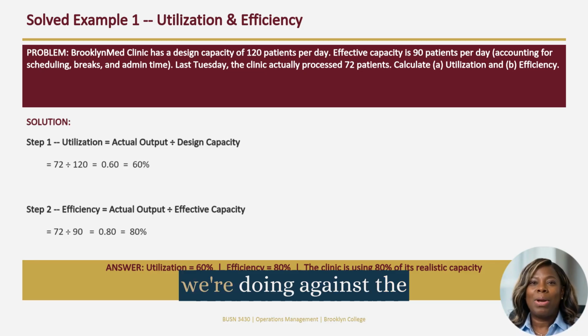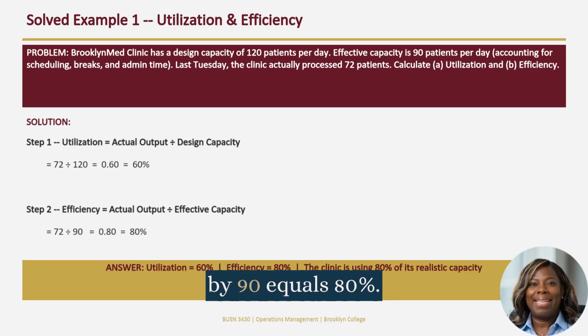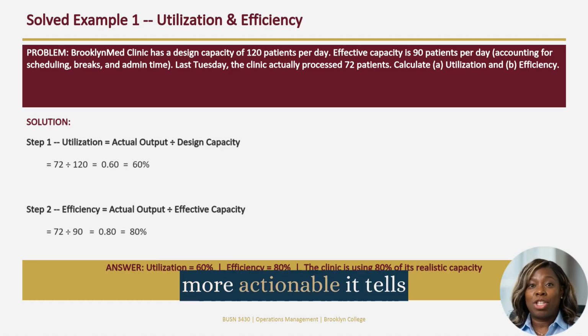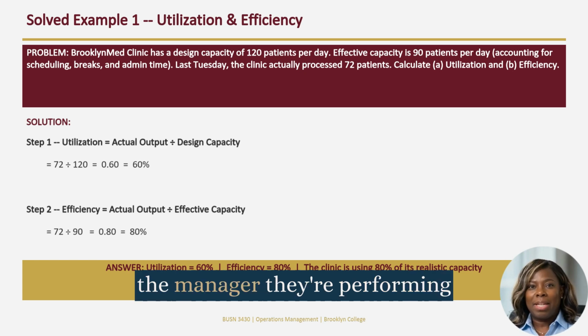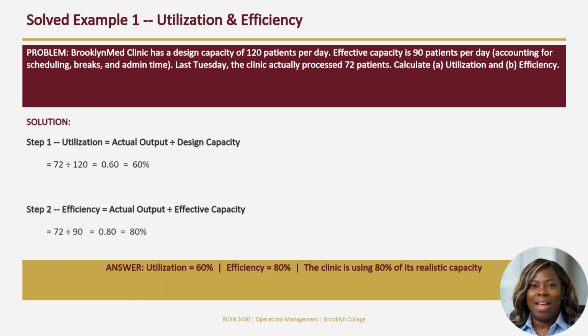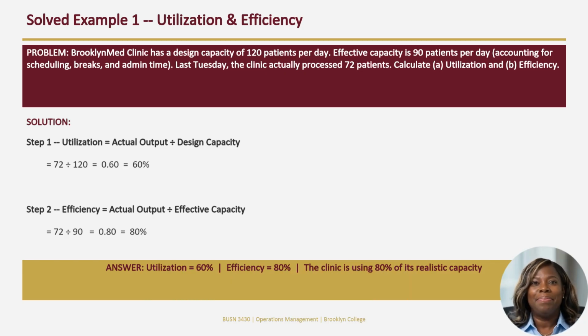Efficiency tells us how we're doing against the realistic target. 72 divided by 90 equals 80%. The efficiency number is more actionable. It tells the manager they're performing at 80% of what's realistically achievable. The question becomes, what's causing that 20% gap?